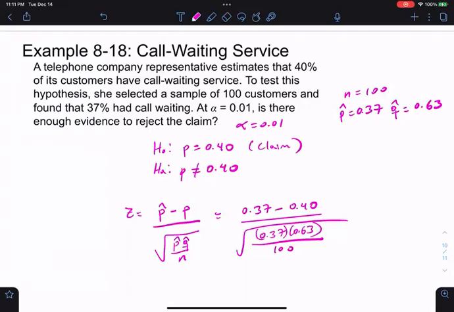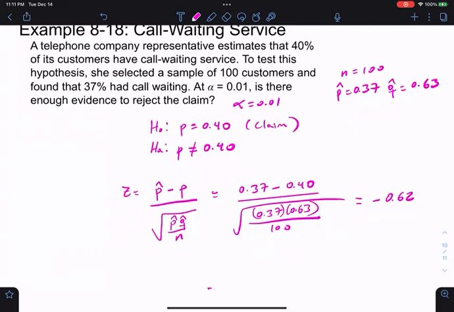Okay, so that equals this, which is about negative 0.62. And I need to calculate the critical value, right? I need to compare this with the critical value from the standard normal distribution.